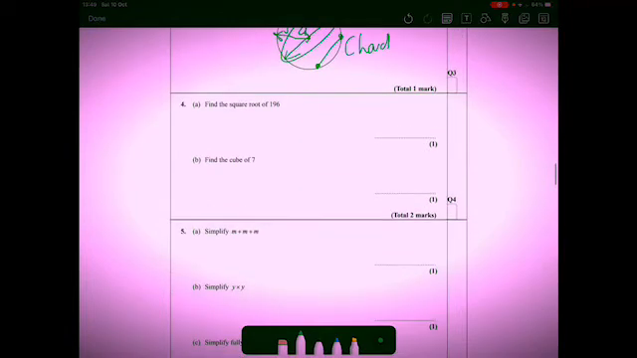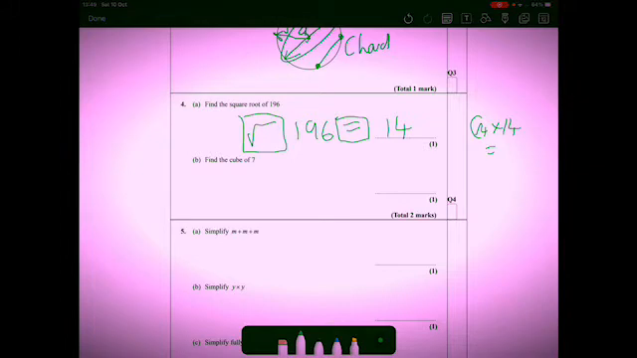Question 4A. Find the square root of 196. Okay, you've got a calculator here. So with that being said, you want to simply find your square root button, which will look something like that on your calculator, and then type in 196 and press equals. The answer to that will be 14. 14 times 14 is 196.